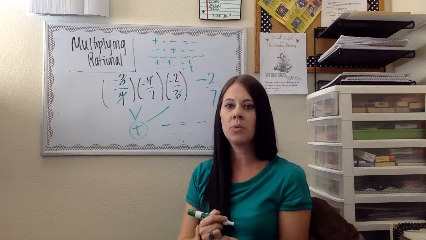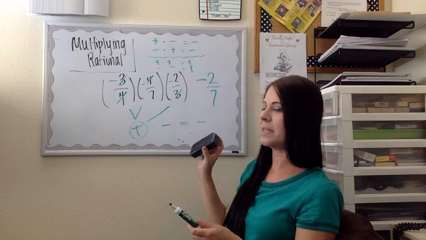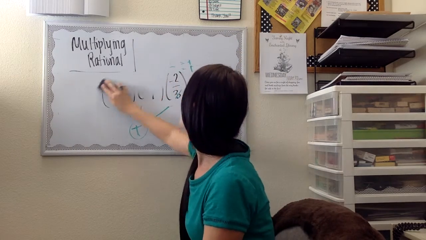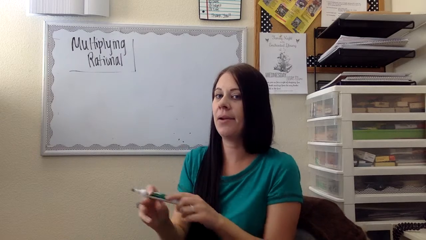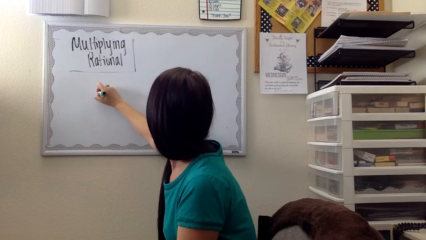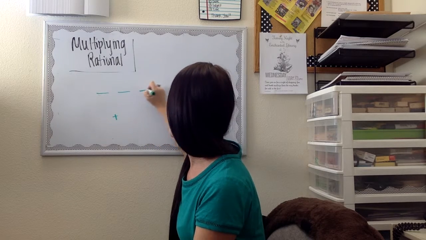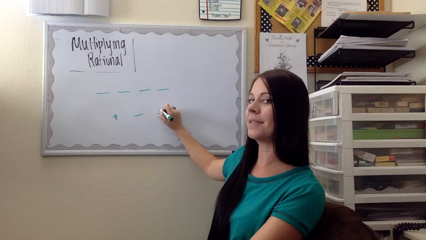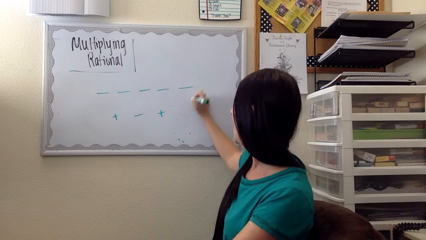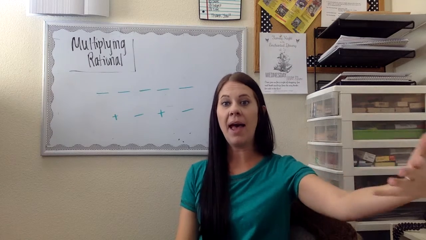I'm going to tell you a rule, though. Pause and copy this if you need to, because I'm about to erase it. So here's a rule, and it's kind of cool. If I have a negative times a negative, I get a positive. Times another negative, I go back to negative. Times another negative, I go back to positive. Times another negative, I go back to negative. Hopefully you're seeing that pattern.